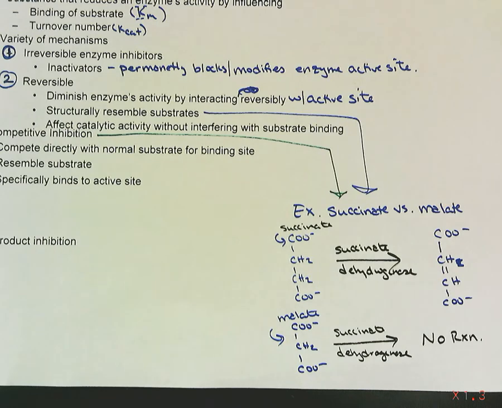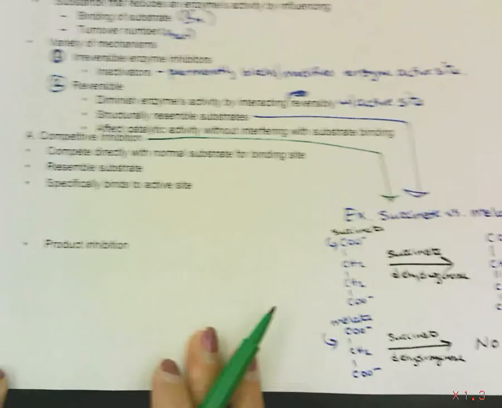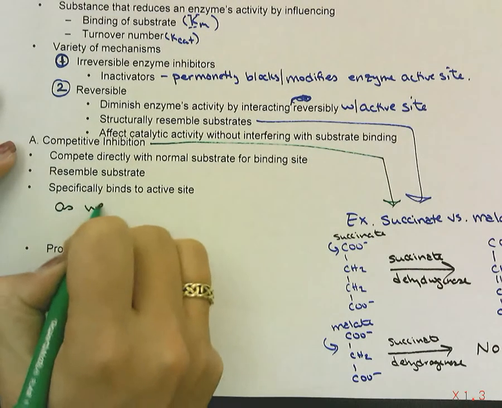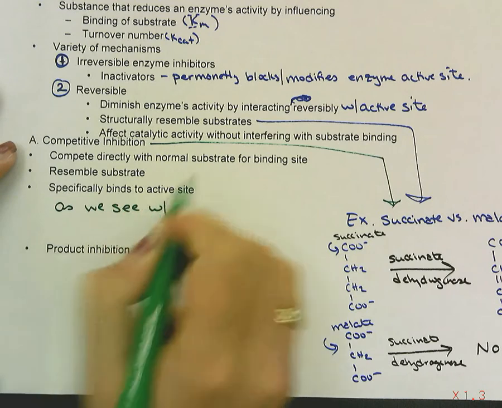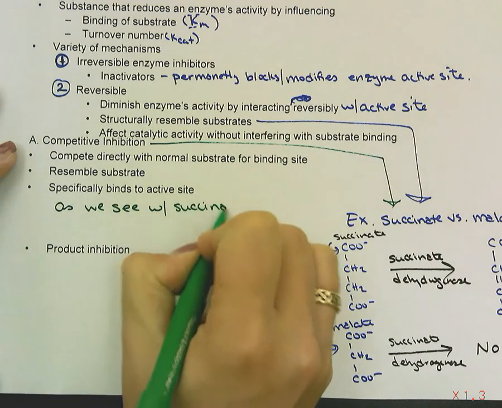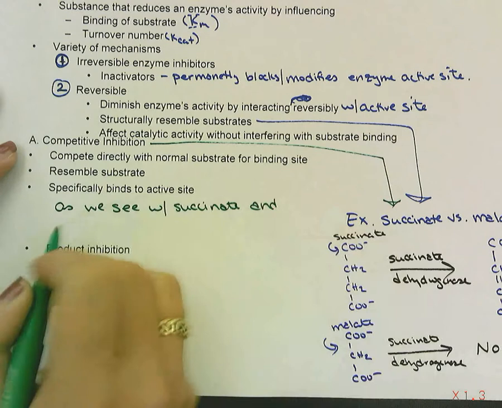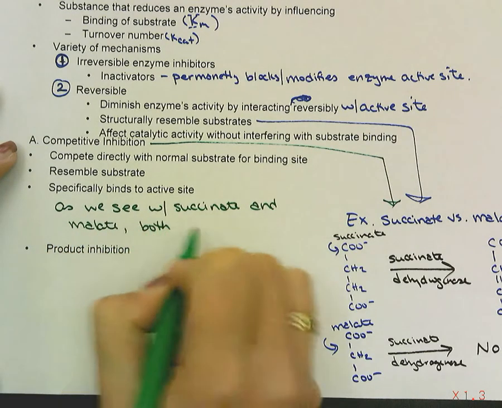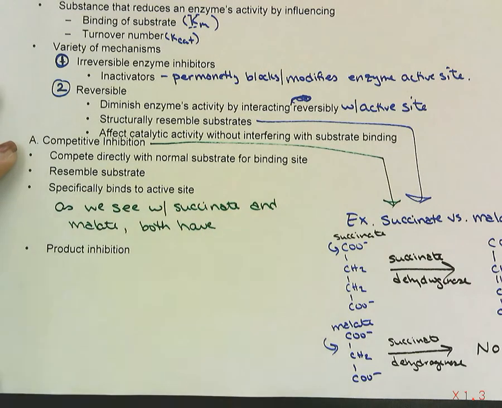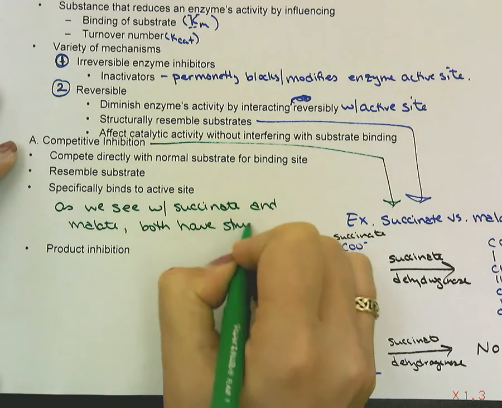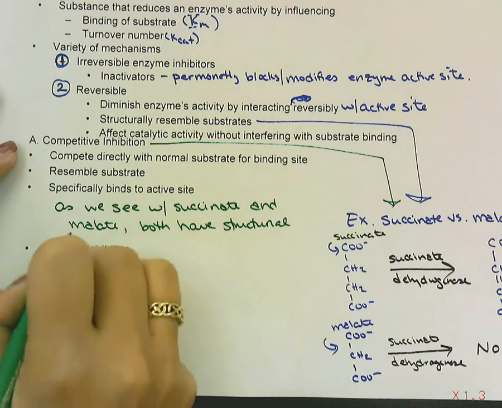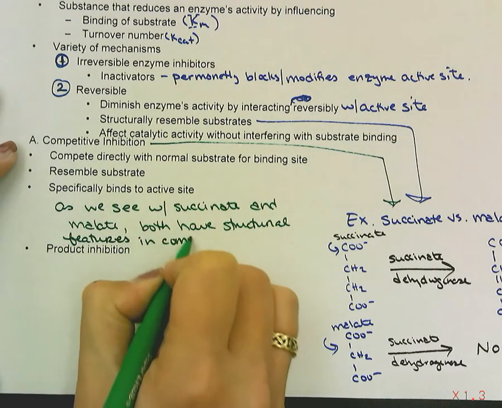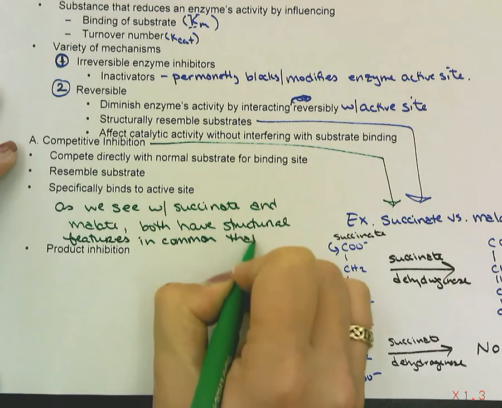It specifically binds to the active site, so as you see over here with succinate and malate, they both have structural features in common that allow for specific binding.